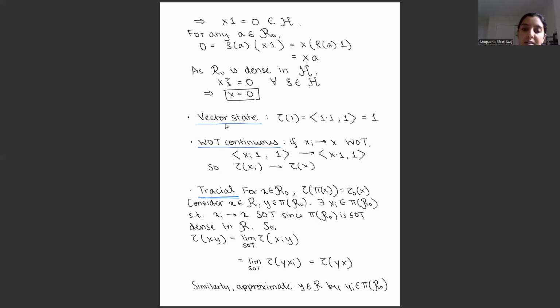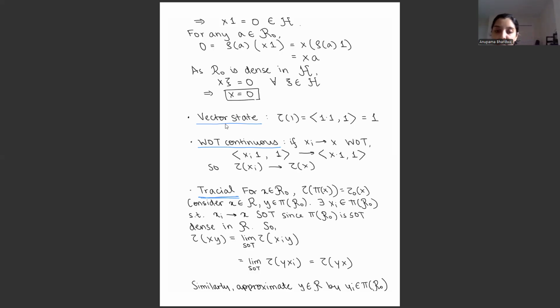And then it's tracial because for any x in R naught, I'd have tau of pi of x is equal to tau naught of x. That's just the definition. So if I consider any x in R and y in pi of R naught, I can find a net of elements x_i in pi of R naught which converges to x in SOT, since pi of R naught is SOT dense in R. And so what I would have is tau of xy is the limit of tau of x_i y. Then because x_i and y can be interchanged, since I know that tau naught is tracial, I can flip it there. So that's going to be tau of y x_i, which, when I take the limit in SOT, is going to be tau of yx.